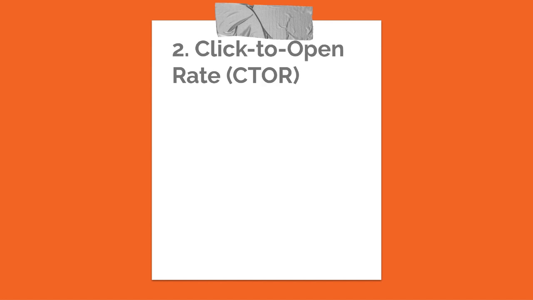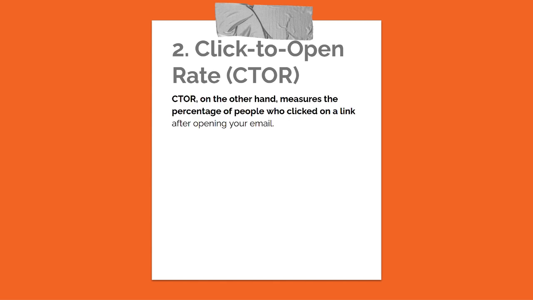Next, we have the click-to-open rate, or the CTOR. CTOR, on the other hand, measures the percentage of people who clicked on a link after opening your email. Now, it can get a little bit confusing when you are comparing it to the CTR. So let's dive into the formula. The formula is the unique clicks divided by the unique opens times 100. And again, that gives you a percentage.